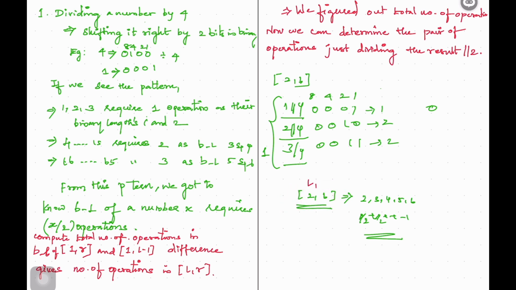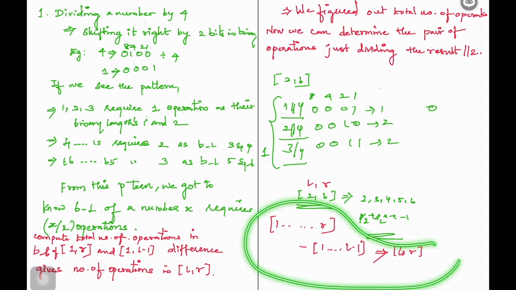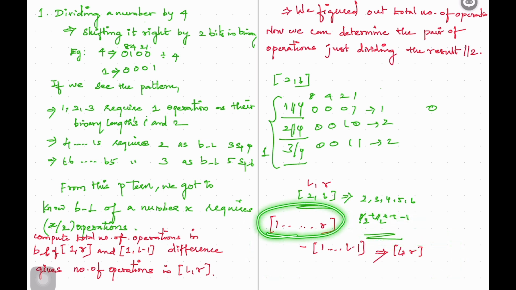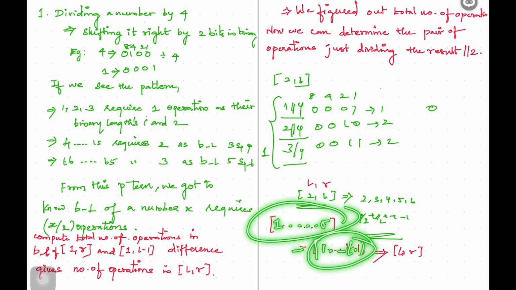This is the L and this is the R. If you figure out the sum of operations from 1 to R, minus the sum from 1 to L minus 1, this difference will give us the operations for L comma R. So we are going to find out all the binary lengths from 1 to R, then 1 to L minus 1, and once we figure that out, we will subtract.